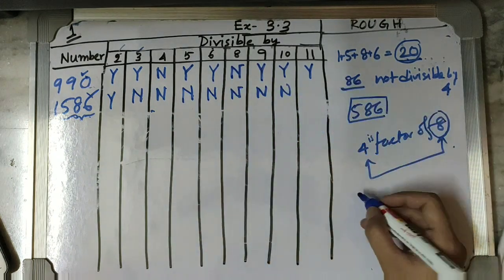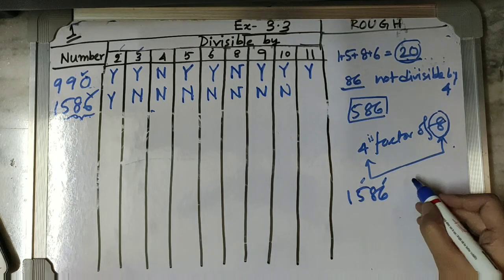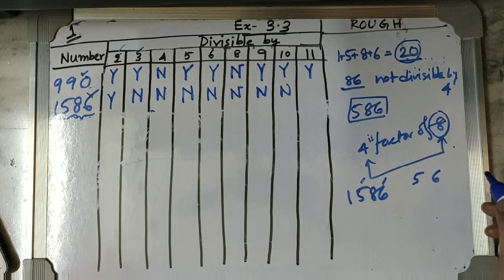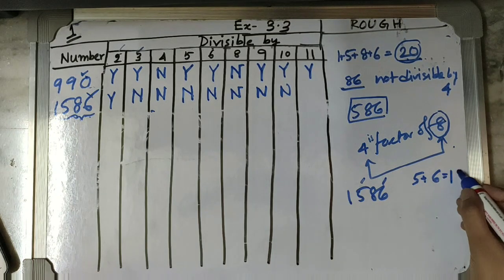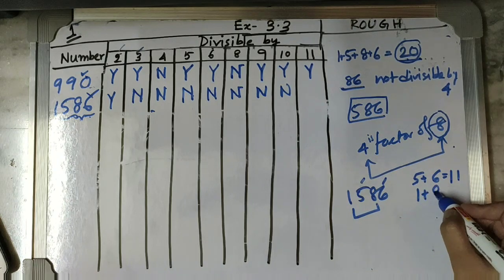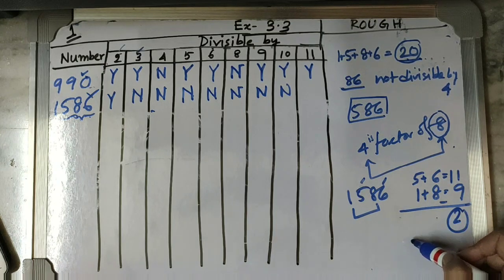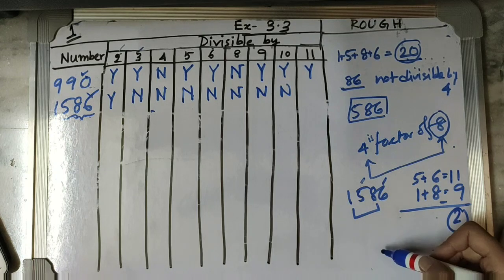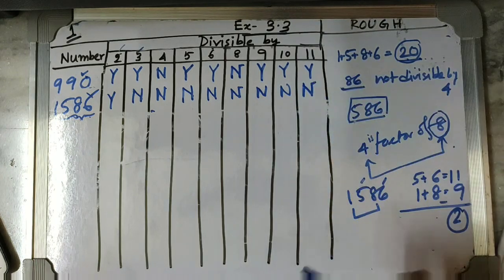And in case of 11, we will check the odd places first. 5 and 6 are the numbers placed at odd place. And we will add them. We are getting 11. After adding the numbers which are placed at even place, we are getting 9. After subtracting, we are getting 2. 2 is not there in 11's table. 2 is not divisible by 11. That's why this number 1586 is not divisible by 11.